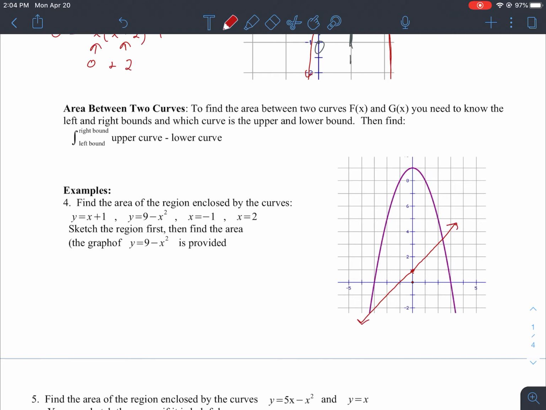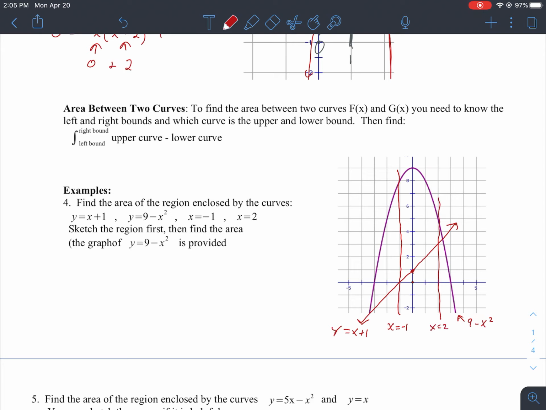Now 9 minus x squared is an upside down parabola. So this is y equals x plus 1. This parabola is 9 minus x squared. X equals negative 1. Y can be anything as long as x is negative 1, so that's this vertical line. And x equals 2 is this vertical line.